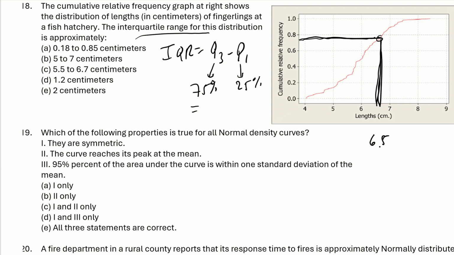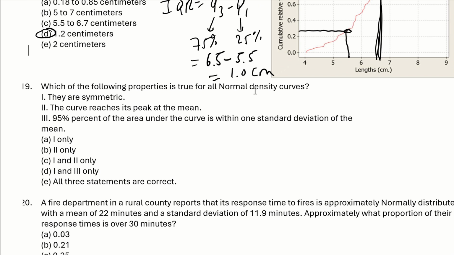So I'm just going to estimate it. That's going to be approximately the third quartile. We'll just say it's about 6.5, minus, now we've got to figure out where the first quartile is. So we go to the 25% mark, and that's around here. So that's about 5.5. So it's about 6.5 minus 5.5, which if I subtract those, I get about 1.0 centimeters. The closest answer to that is 1.2 centimeters. So the answer has to be D. That's how you find the interquartile range. We were estimating, but we picked the best answer.